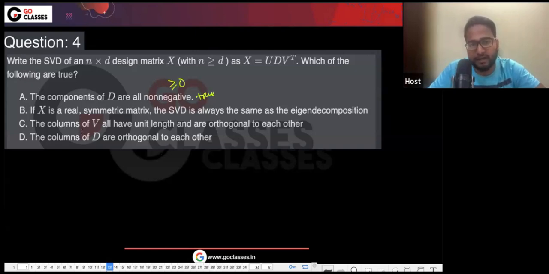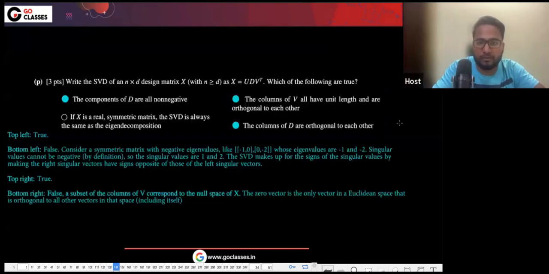If X is a real symmetric matrix, the SVD is always the same as the eigenvalue decomposition. See, in general, there is not much relationship between SVD and eigenvalue decomposition. It is not guaranteed to always be the same. Okay, so this is false.